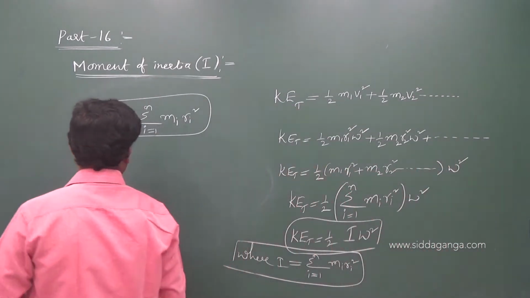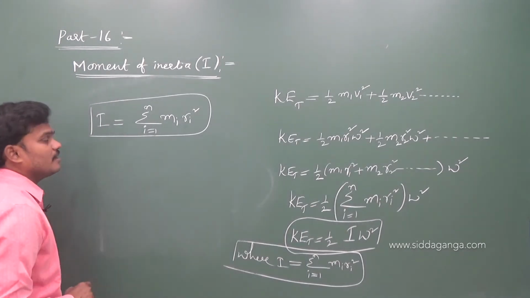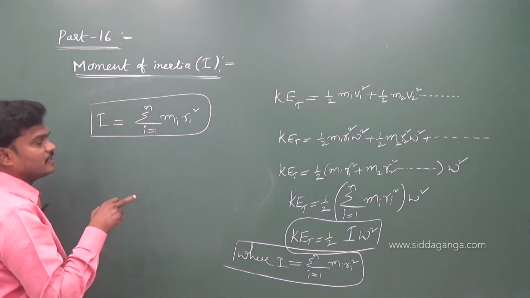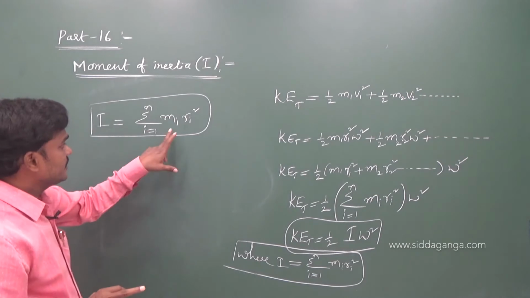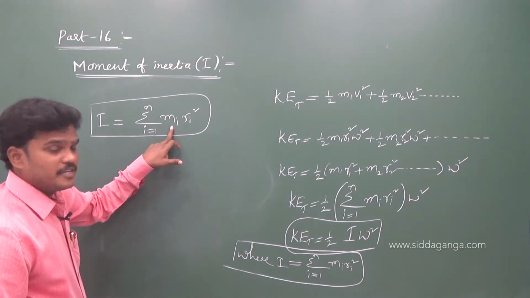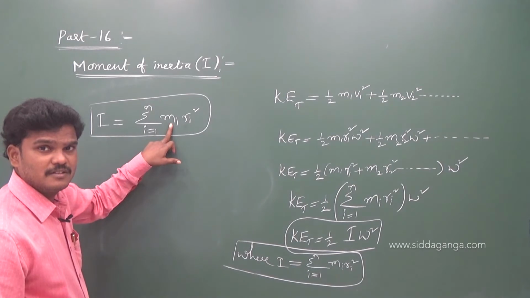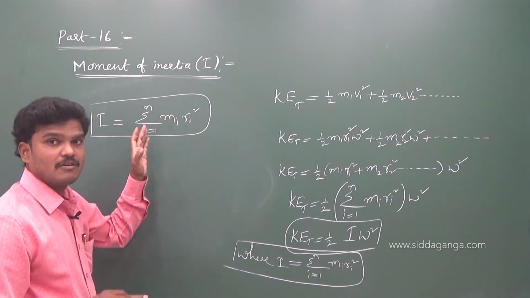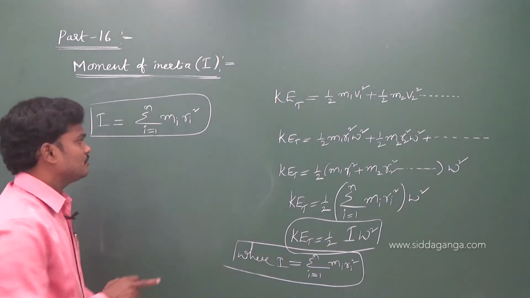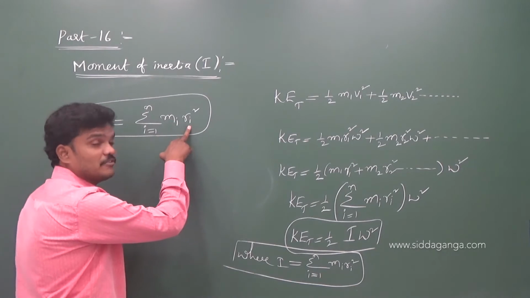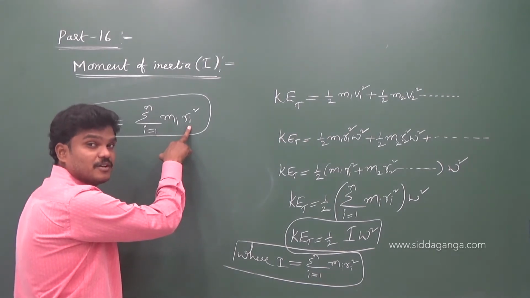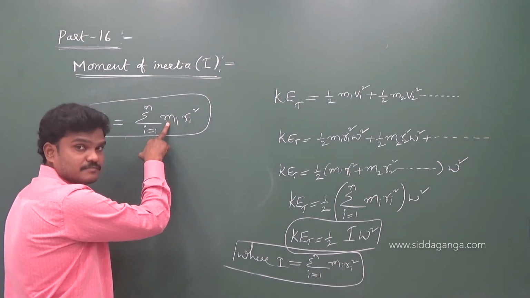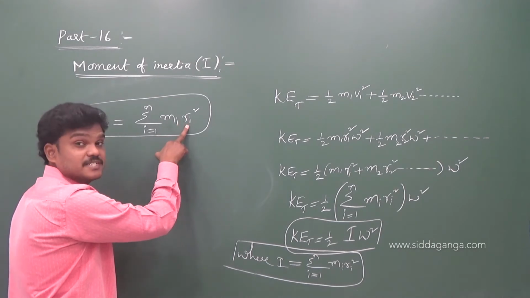Now let us see how to get this definition. See, the moment of inertia of a rigid body about an axis of rotation is defined as the product of individual masses, of all the particles, and the square of their perpendicular distances from the axis of rotation.